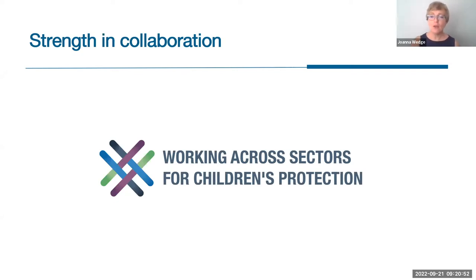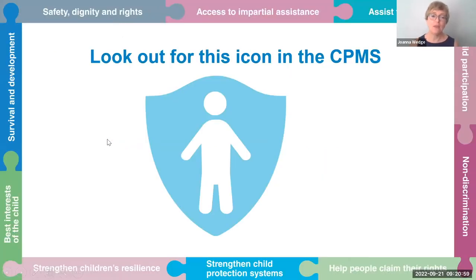And then building on what Hani's just finished on, the last point about strength and collaboration, I wanted to locate for us the issues of prevention in our CPMS. So I think most of you know and maybe use on a fairly regular basis the Child Protection Minimum Standards. When we revised it and launched it in 2019, there was an icon that we started to use in the text itself, and that's the icon on the screen. That's our prevention icon.